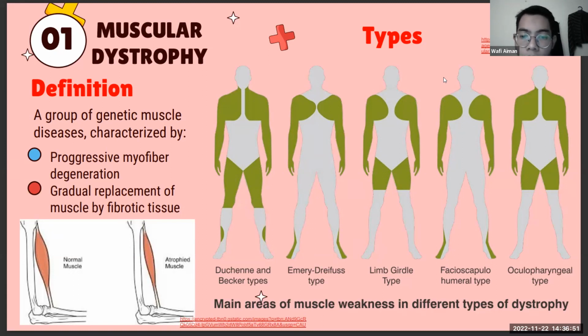Regarding the types, we have a few of them, and the ones listed here are Duchenne and Becker types, Emery-Dreifuss type, limb-girdle type, facioscapulohumeral type, and oculopharyngeal type. This picture shows the main areas of muscle weakness in different types of dystrophy. But today we will only look at the most common one.